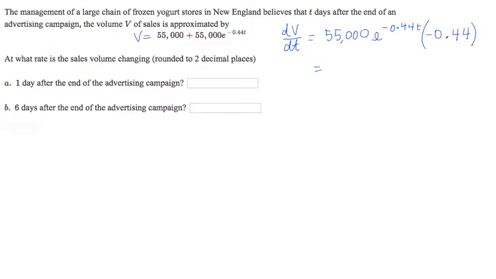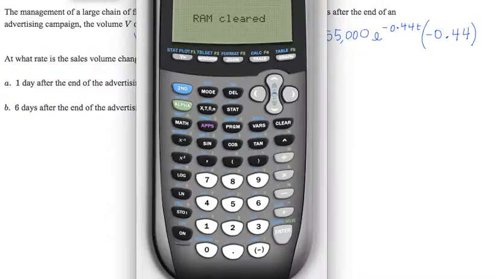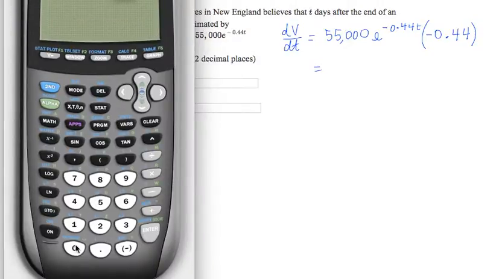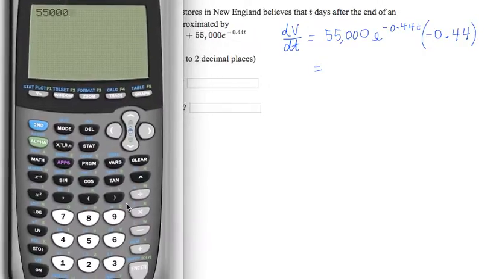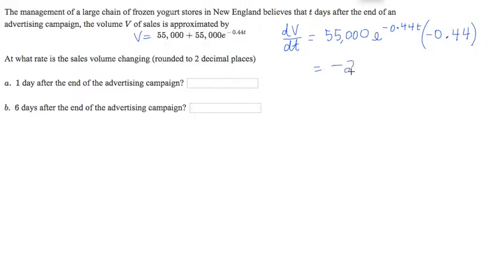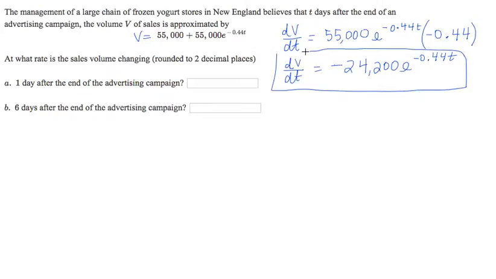Let's go ahead and multiply that 55,000 times the negative 0.44, and then we'll plug in 1 and 6. We're going to do 55,000 times negative 0.44. Oh, it is a nice little number there, so negative 24,200 times e to the negative 0.44t. So that is equal to the rate of change of the volume of sales T days after the end of the advertising campaign.